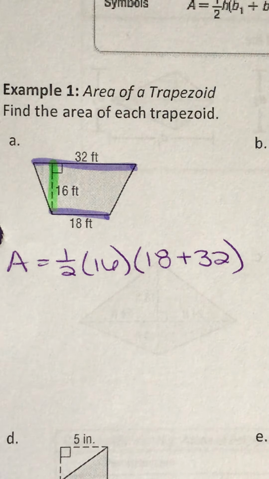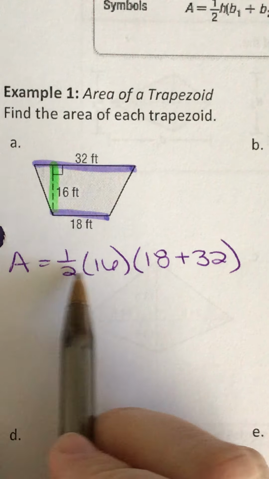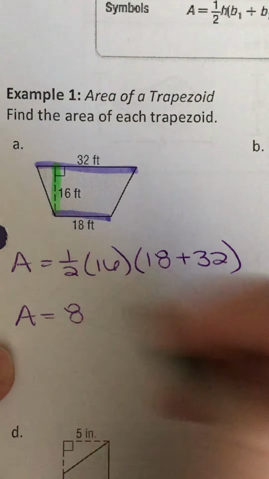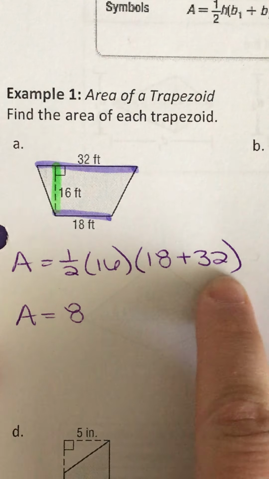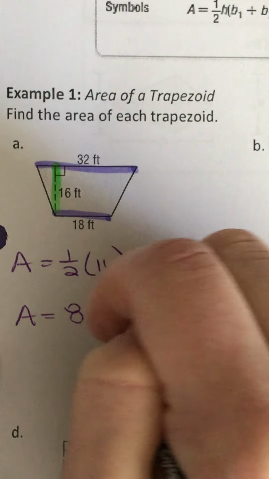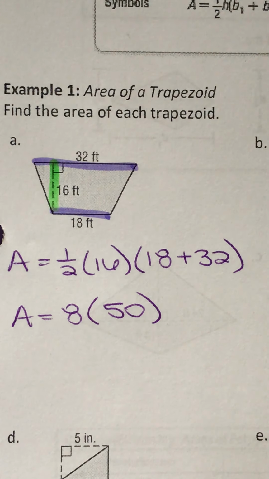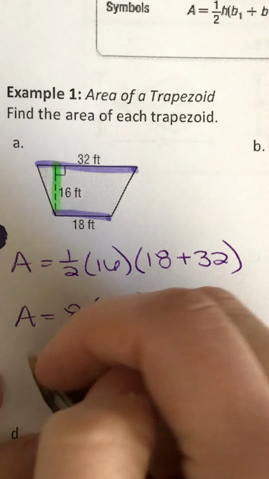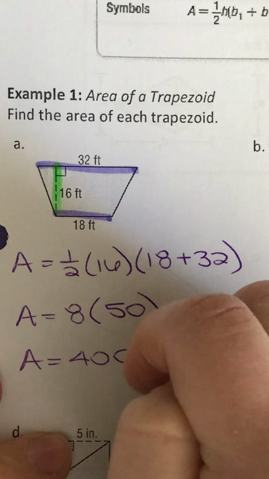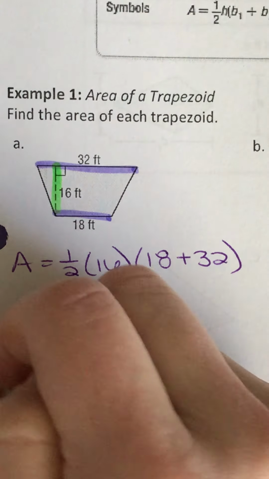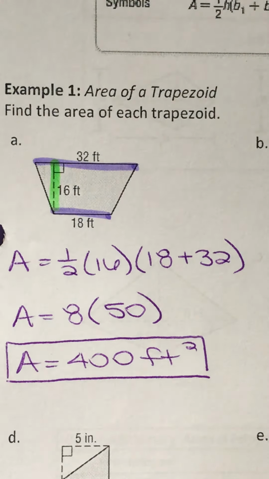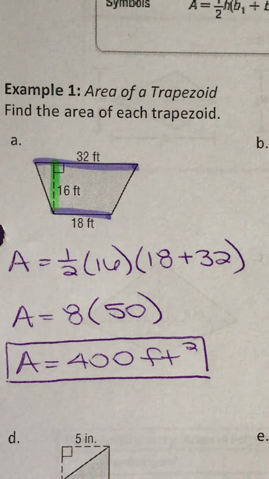So the way I like to do it is I like to take half of the height. Half of 16 is 8. I like to add my two bases, 18 plus 32, which is 50. And then multiply 8 times 50 to get 400. And remember, it's going to be our units squared.